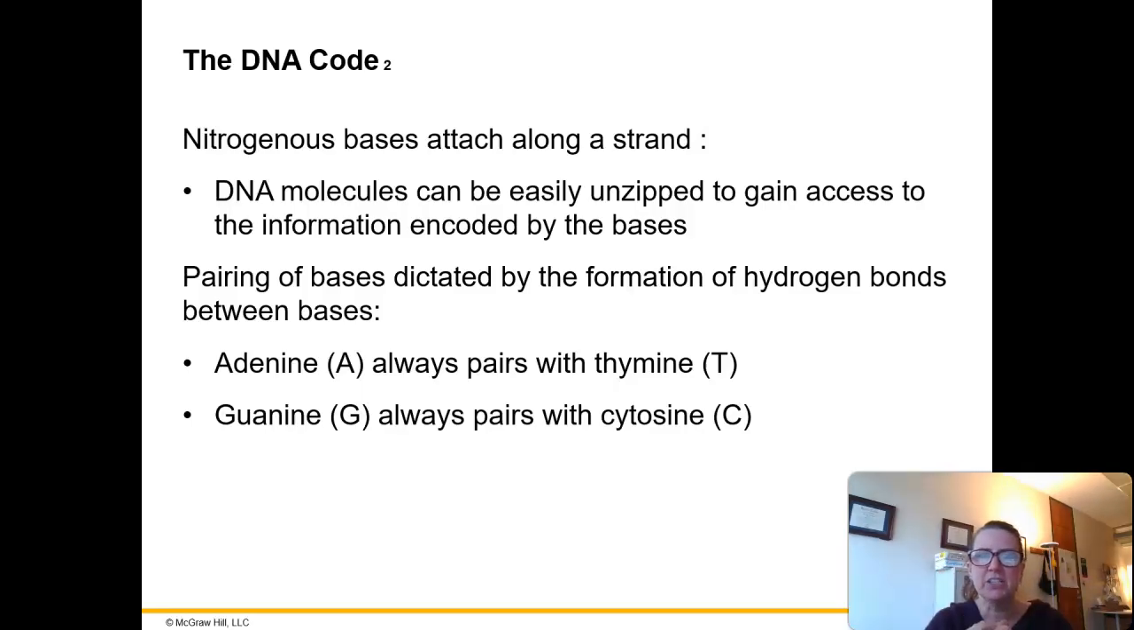So in DNA replication, we're essentially making a new strand from the old strand, and we're matching up the appropriate letters on the strand. So T's with A's, G's with C's, C's with G's. Okay, so that's pretty nifty.